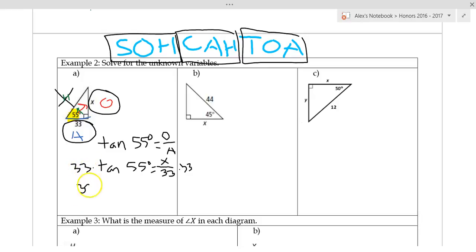So I have 33 times tangent of 55 degrees equals, right, and my 33's divide away. 33 divided by 33 is just 1, so it's just 1x. Once you have x by yourself in these problems, we're really just going to be using our calculator, because this tangent of 55 degrees, there's no way you can do that without a calculator.